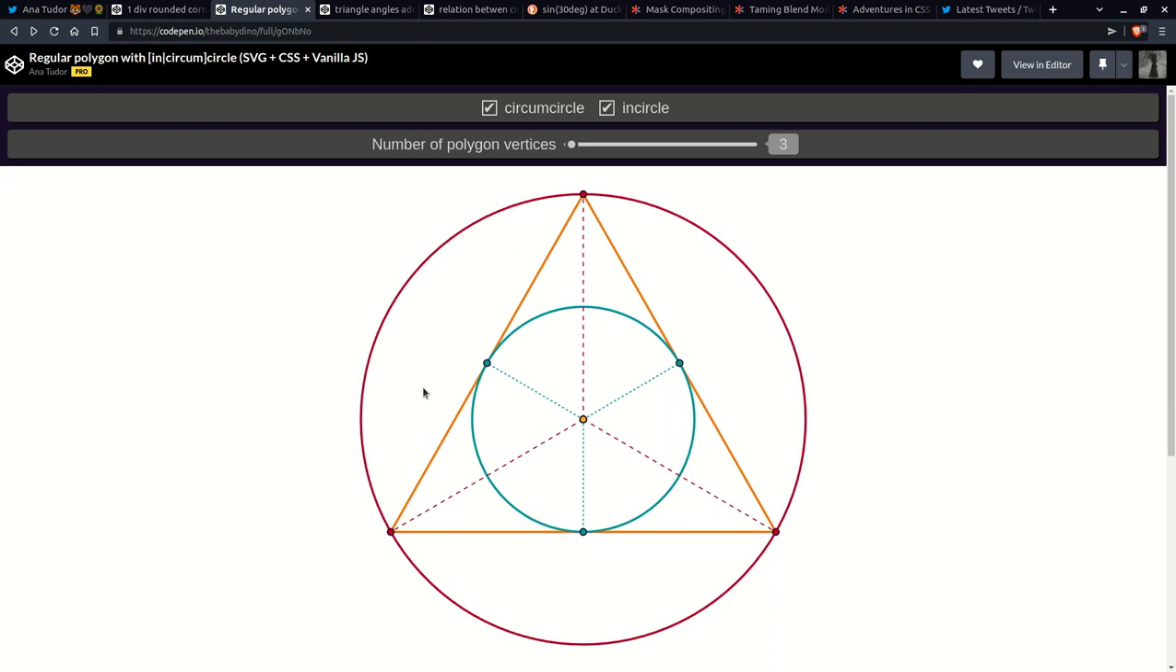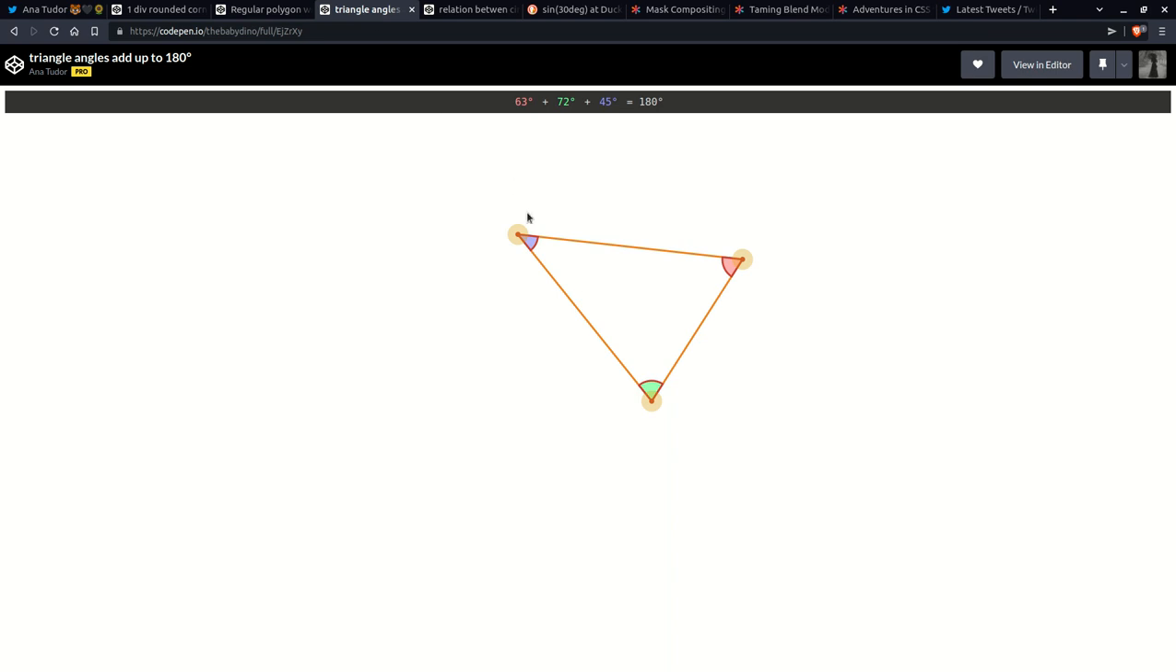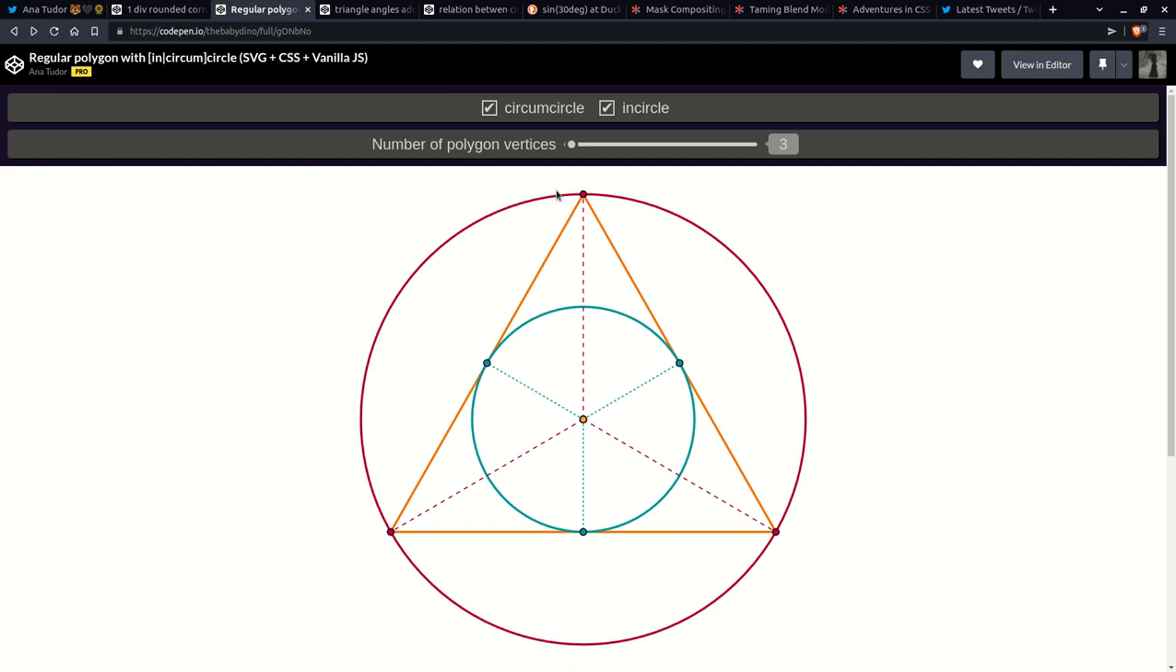Now, a triangle, right? The sum of the angles in a triangle is always 180 degrees, right? So if we have 180 degrees in total and we have 3 equal angles, I'm not sure if I'm going to manage, but yeah, I managed. Okay, and if you have 3 equal angles, that means each of the angles is 60 degrees, and these lines, right, split them into 2 30-degree angles.